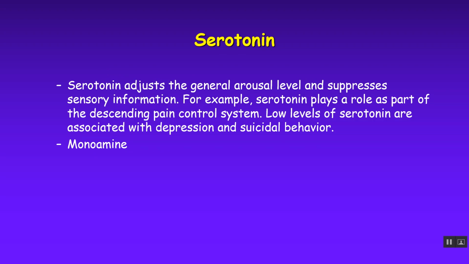And then serotonin is another neuromodulator. It doesn't start with a G or an A, so that's a neuromodulator. It adjusts general arousal levels, and it tends to suppress some sensory information. So people that have chronic pain tend to have too low a level of serotonin. When they look at their serotonin levels, they're a little too low.